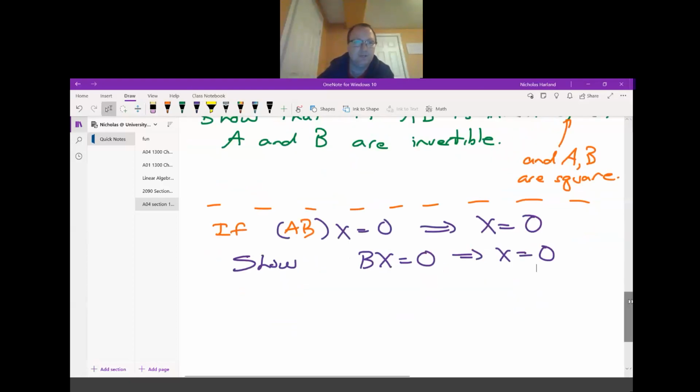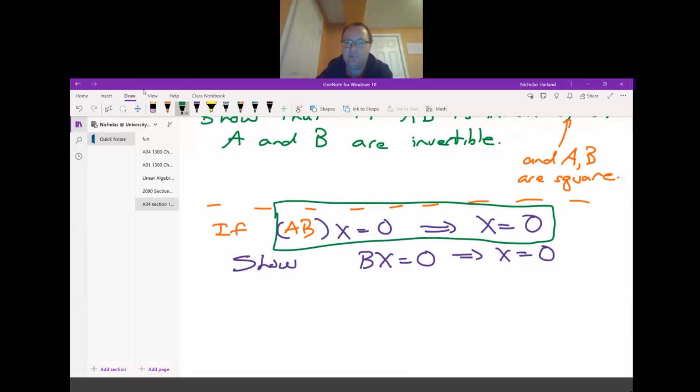All right. So we're going to assume that AB is invertible. In other words, the homogeneous system ABx equals 0 only has the trivial solution. And we're going to show the exact same thing is true for B. So we're going to show that BX equals 0 only has the trivial solution. So that's going to be our plan. This is what we're trying to show.